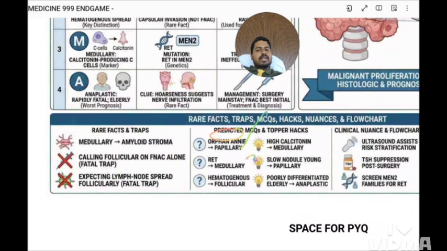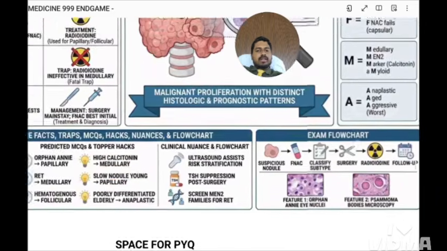Next, Orphan Annie nuclei are seen in papillary, RET mutation is seen in medullary, hematogenous spread is seen in follicular, high calcitonin is seen in medullary, slow nodule in young is papillary carcinoma, poorly differentiated in elderly is anaplastic, okay?